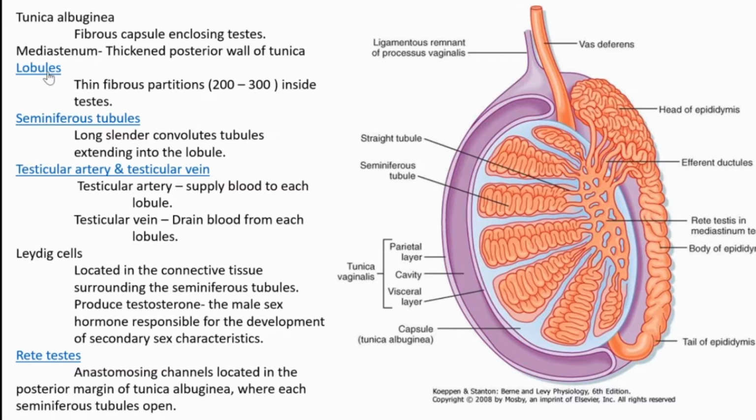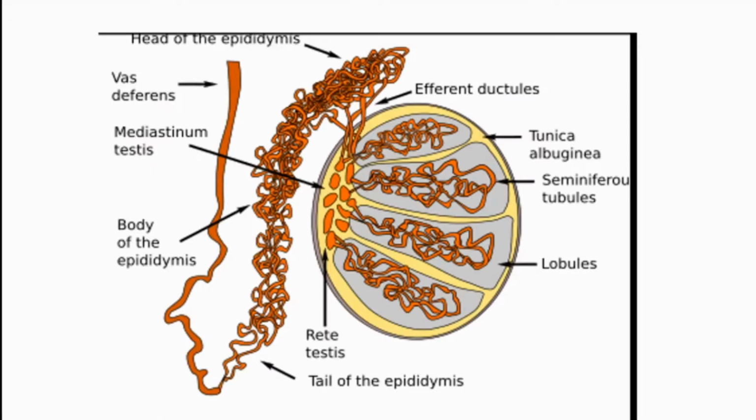Then lobules. What are lobules? Lobules are very clear here. Inside that tunica albuginea are many lobules, small sac-like spaces that we can see. They are called lobules. These are the lobules, this ash colored region.